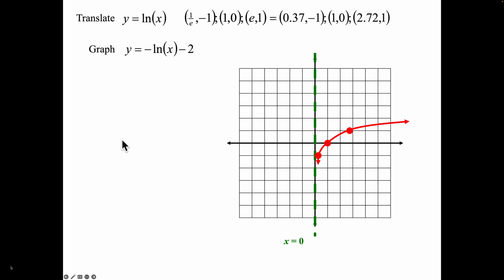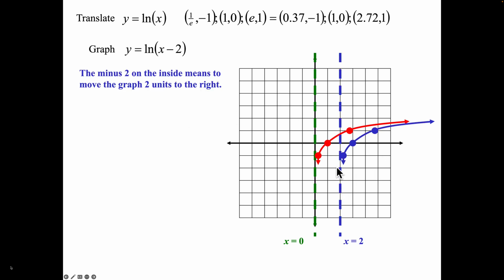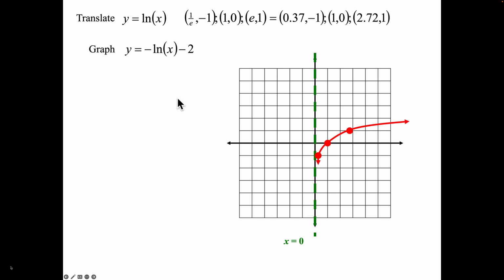And again, you can do a calculator check. The downside is you will not be able to draw in a vertical line, but you can type this into y1 just as you see it to verify everything works. Negative natural log of x minus 2. There's my 3 starting points. My vertical asymptote.